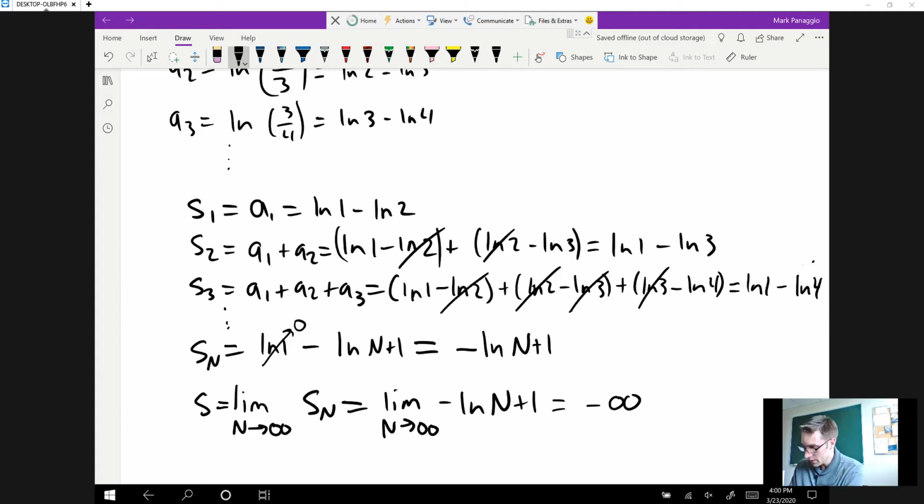Okay, so the reason that we call this a telescoping series, at least the way that I think about it, is it reminds me of those old telescopes that used to collapse on themselves.